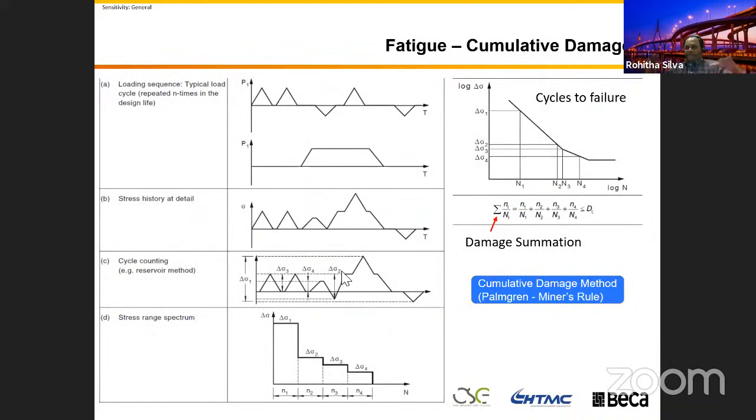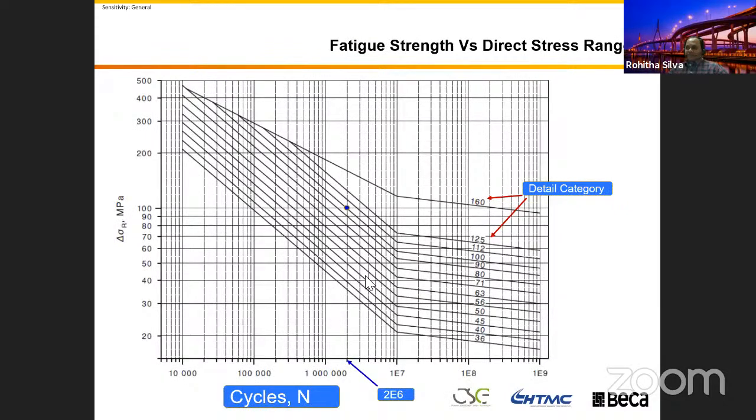And if a structure is subjected to a series of reversal stresses over a period of time, we use the Miner's rule, using the cumulative damage method to assess the structure. So you calculate the percentage of damage caused by each and every stress cycle. This sigma 1, 2, 3, 4, 5, and so on. And this is one example.